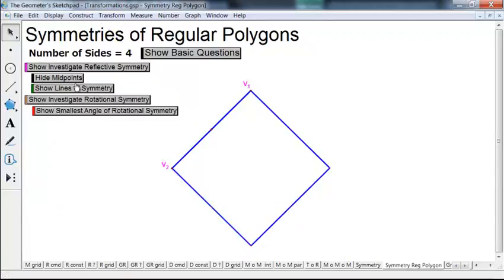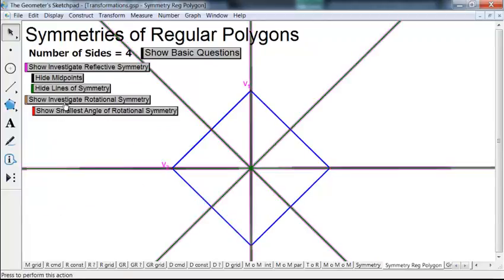So in fact, there are actually 4 lines of symmetry. I'll highlight them. 1, 2, 3. Oops, here we go. Start over again. 1, 2, 3, 4. These are already counted. So 4 lines of symmetry: 1 for every vertex and the opposite vertex, and 1 for every side and the opposite midpoint, like that.